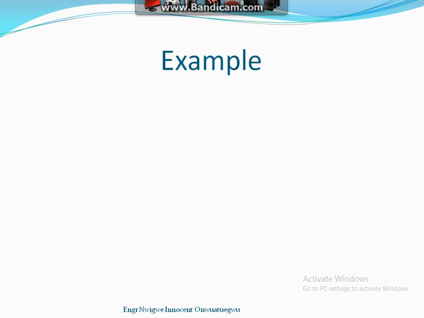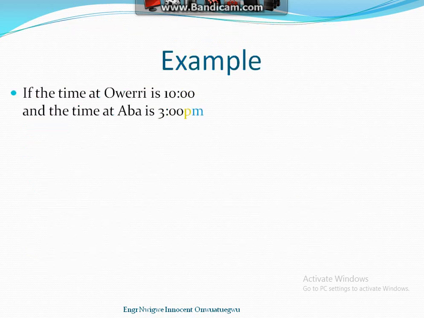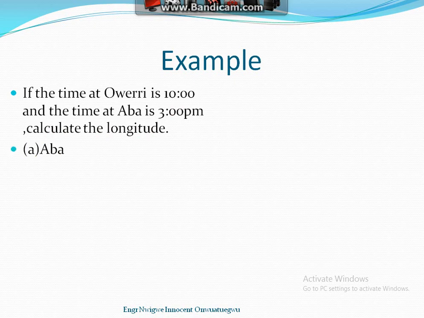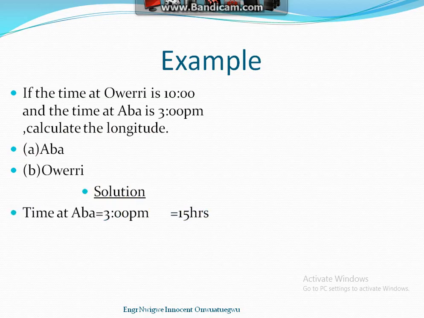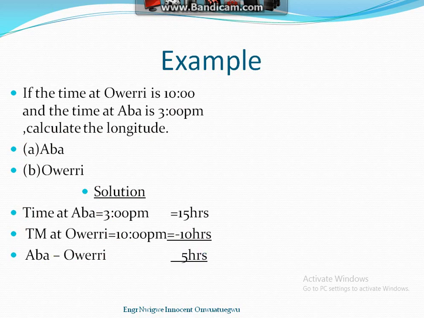Example: if the time at Owerri is 10 hours and the time at Aba is 3 p.m., calculate the longitude. A. Aba. B. Owerri. Solution: time at Aba equals 3 p.m., which is 15 hours. Time at Owerri is 10 p.m., which is 10 hours. We subtract to get Owerri to Aba. The difference from Owerri to Aba is 5 hours.